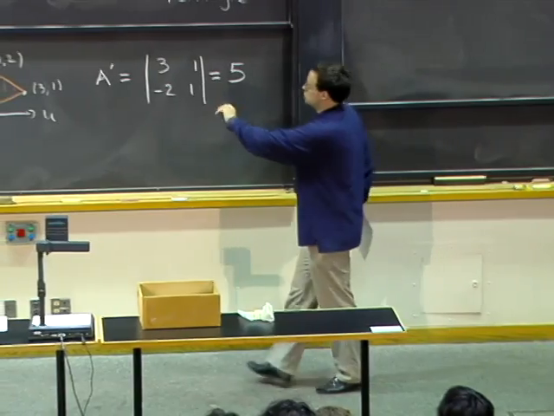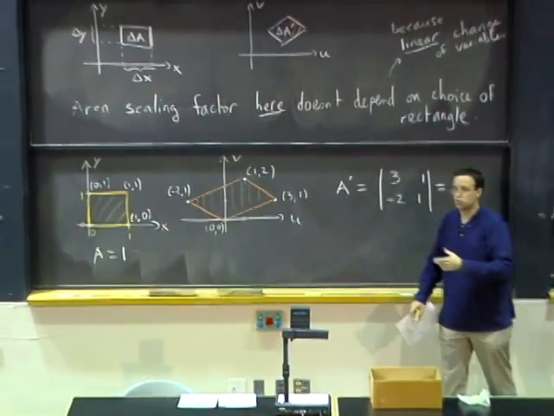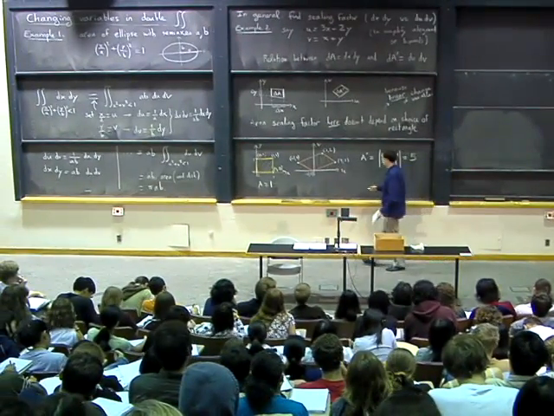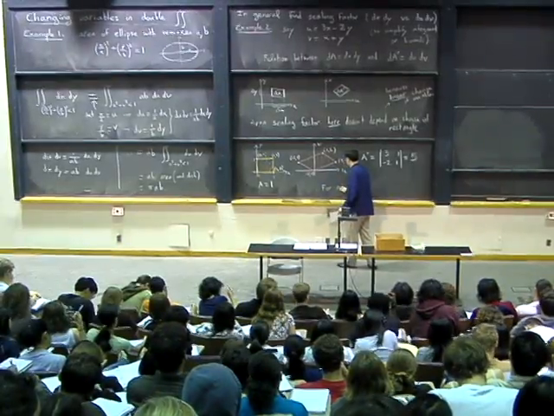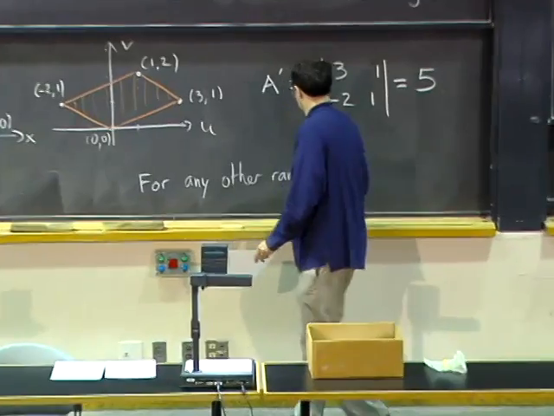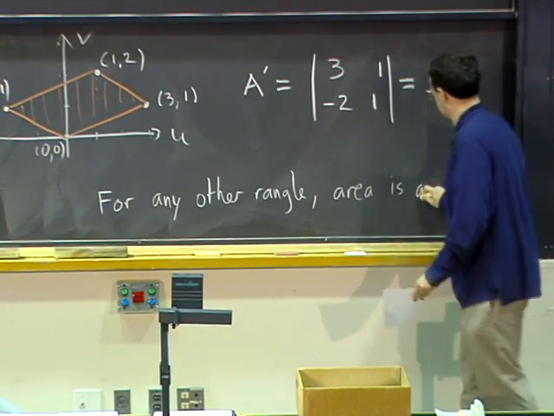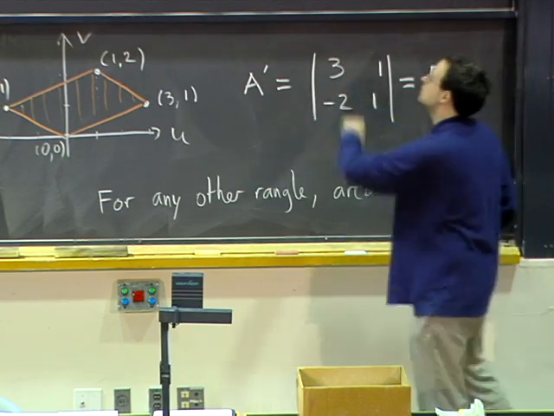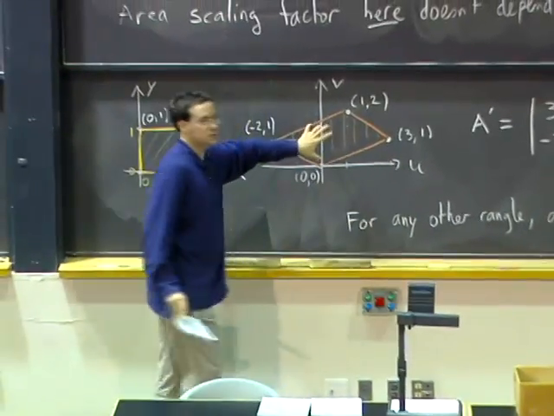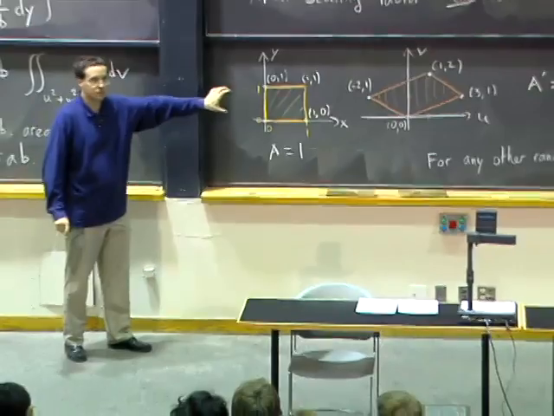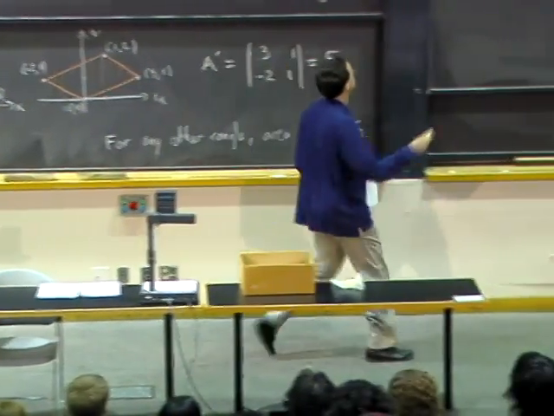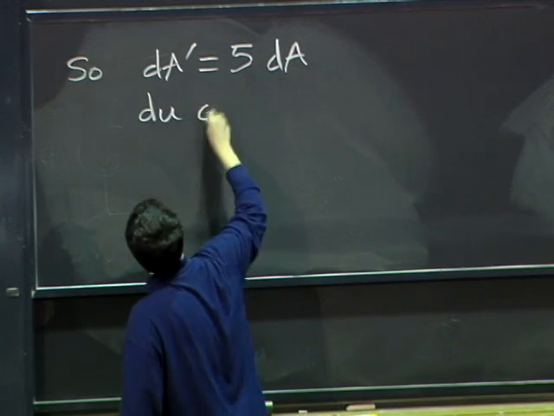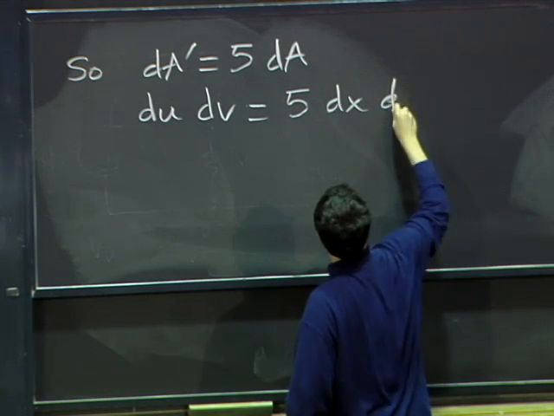Okay, and if you do the same calculations, not with 0 and 1, but with x and x plus delta x and so on, you will still find that the area has been multiplied by 5. So that tells us, actually, for any rectangle, area is also multiplied by 5. So that tells us that dA prime, the area element in UV coordinates, is worth 5 times more than the area element in XY coordinates. So that means du dv is worth 5 times dx dy.